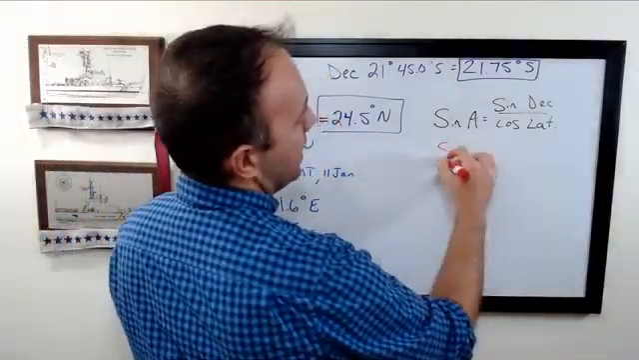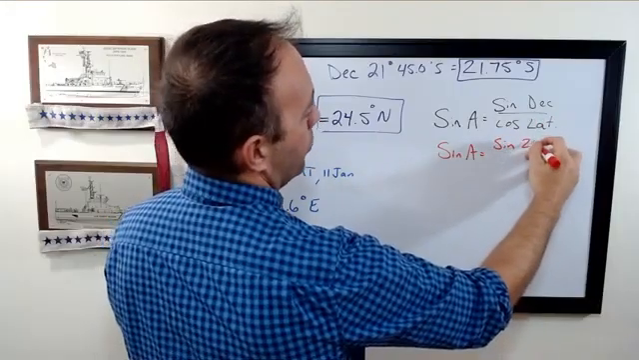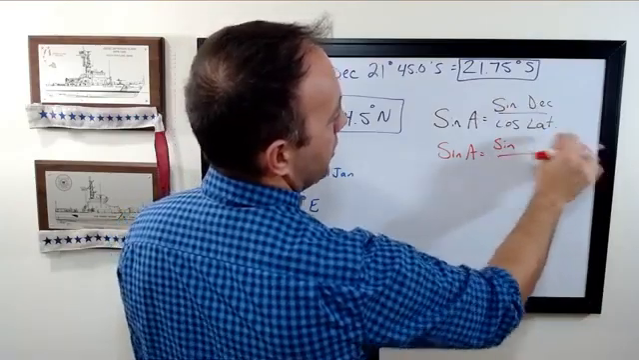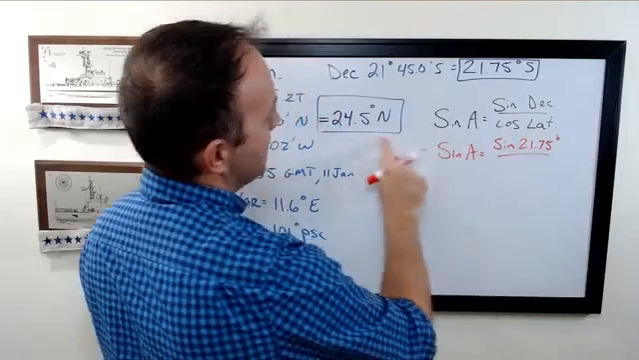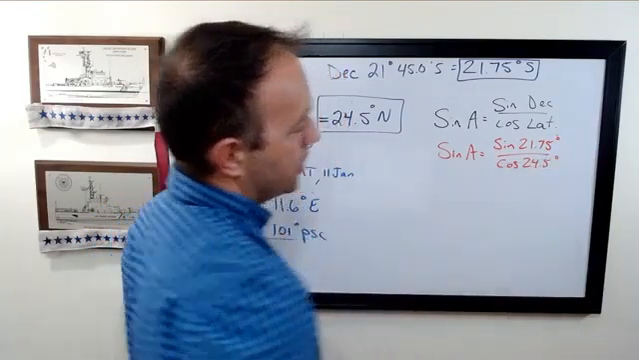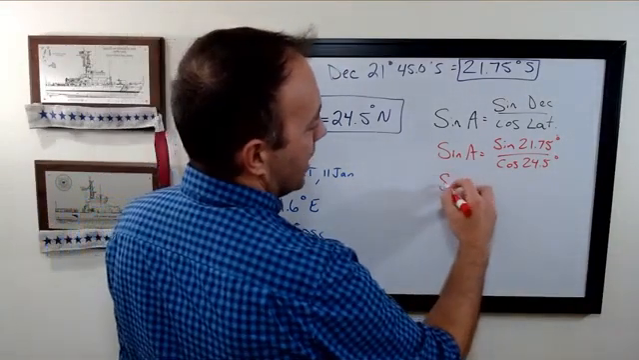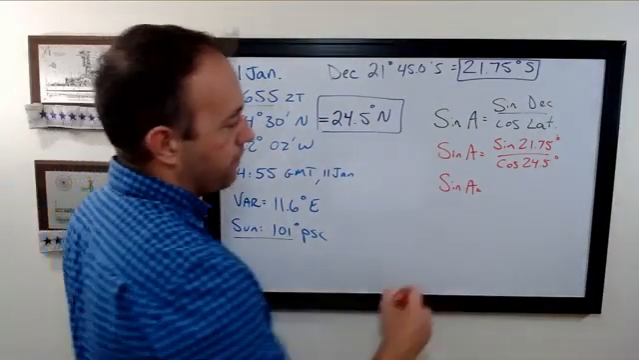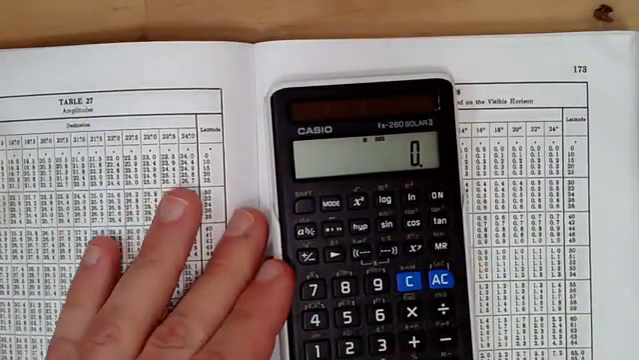So sine of A is going to be equal to the sine of the declination, which is 21.75, over the cosine of the latitude, which is 24.5. So if you do the old calculator plug and chug thing there, you're going to end up with sine of A equal to 0.4072.